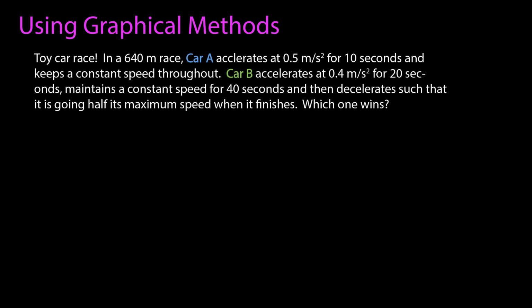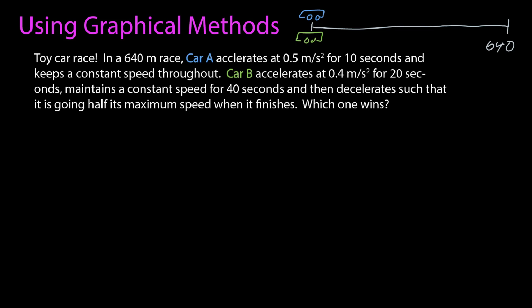Well, as always, I'm going to start with a picture. I have two cars. They're starting at the same place and they're going to end at 640 meters, but how are they traveling these distances? I've got car A with some acceleration for some time, then constant speed. Car B has an acceleration, a constant speed, and a deceleration.